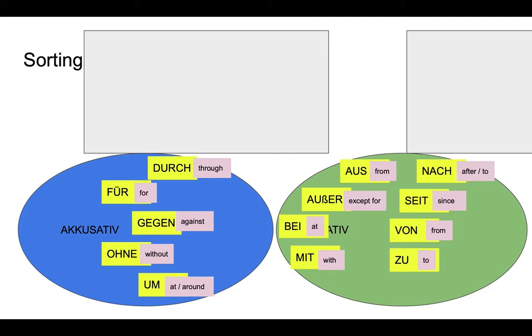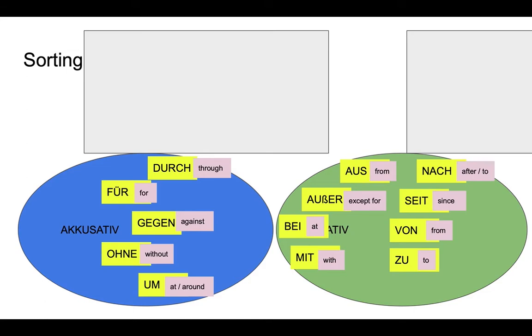The dative prepositions, many of them you've probably seen before, but seeing them as a group may be new. They are aus, which means from, like ich komme aus den USA. Außer, which means except for. Bei, which means at, usually at a place instead of at a time, like by Liberty High School. Mit means with, we use that one all the time.